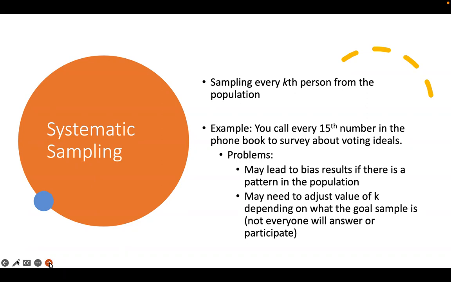You also may need to adjust the value of K depending on what the goal sample is, as I mentioned earlier. If your goal is to talk to 100 people, but every 15th, and you keep getting shut down, you may need to call more to get the sample size you need. So that's just something to keep in mind with systematic sampling.